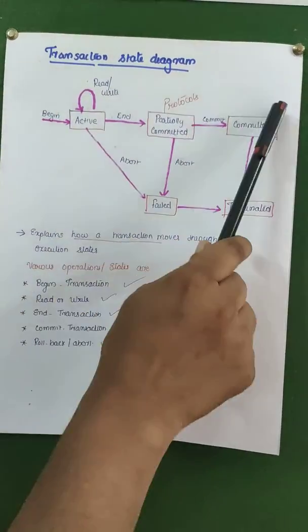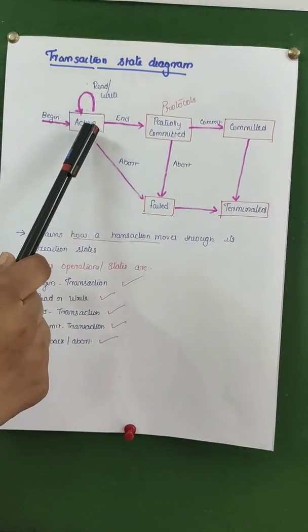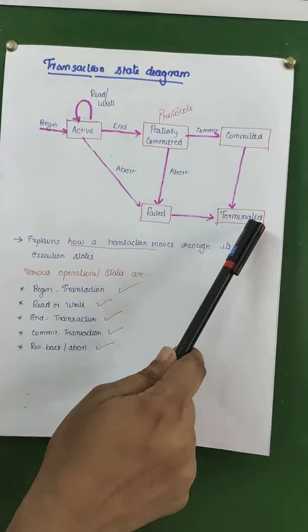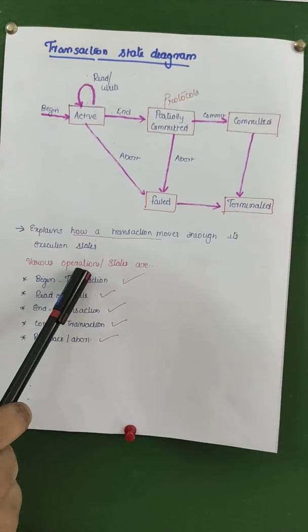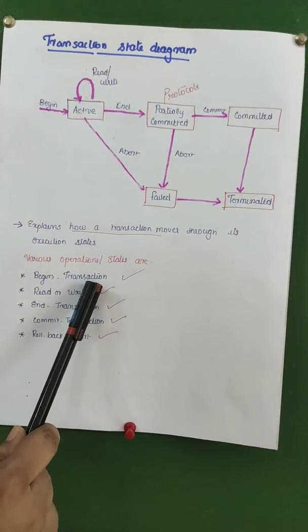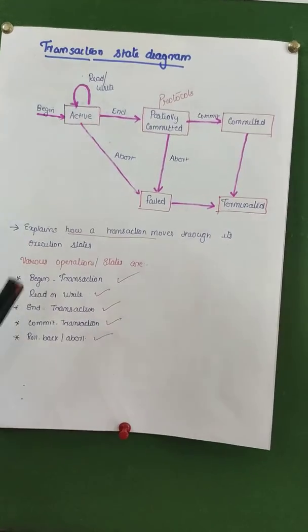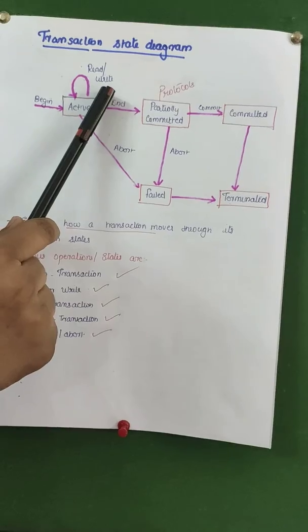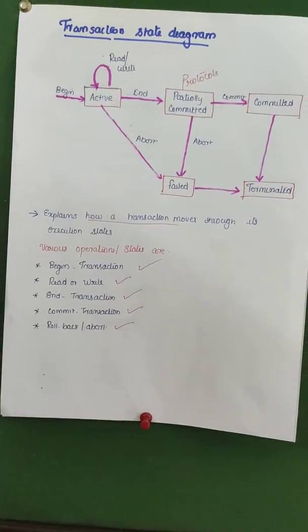So, these are the different states of a transaction state diagram. The first one is active, then partially committed, committed, failed and terminated. Otherwise, we can call them the various operations. Begin transaction means the transaction is beginning and enters the active state. Read or write means in the active state there are two operations, reading data from the database or writing data to the database.